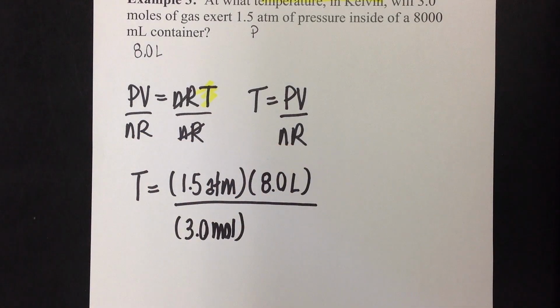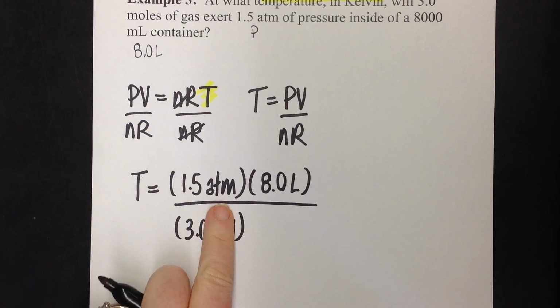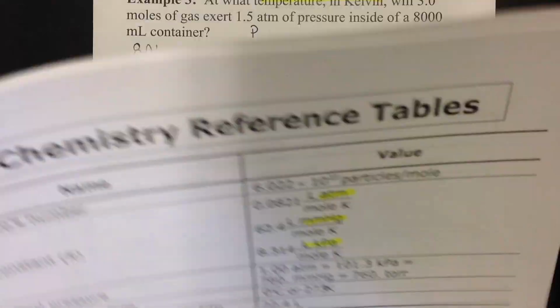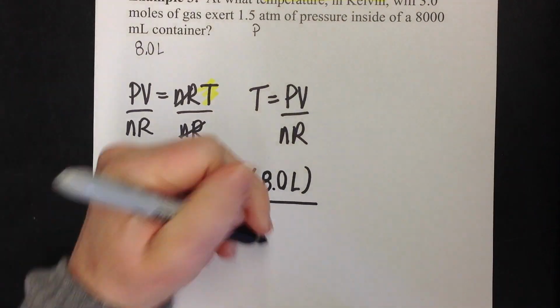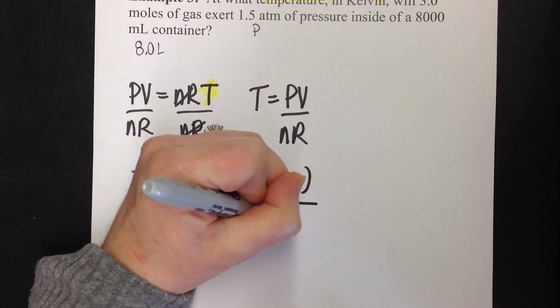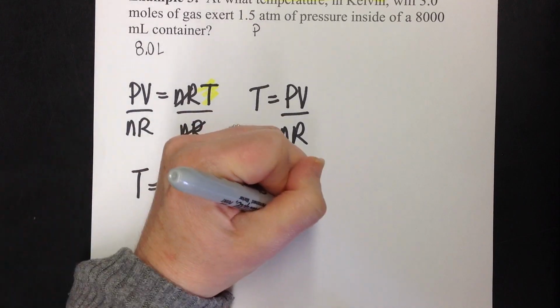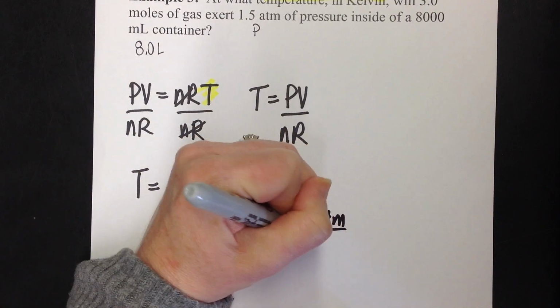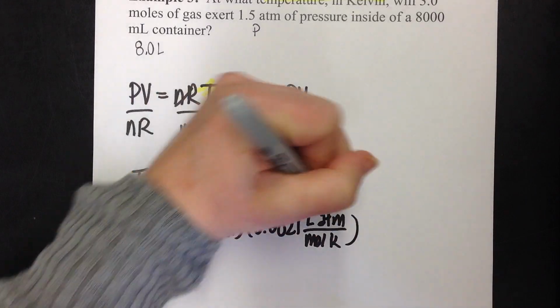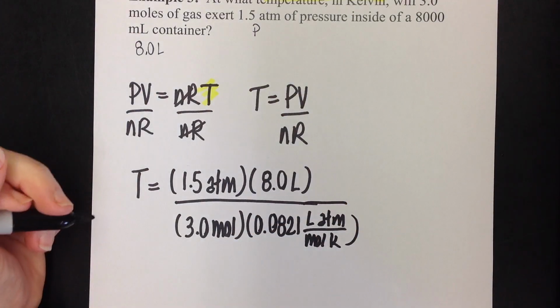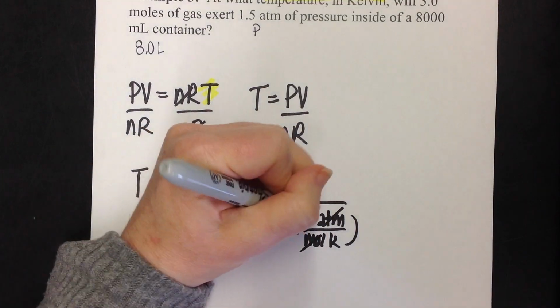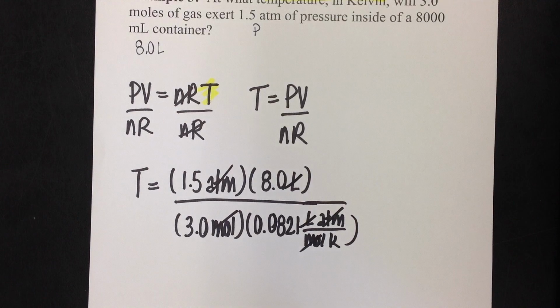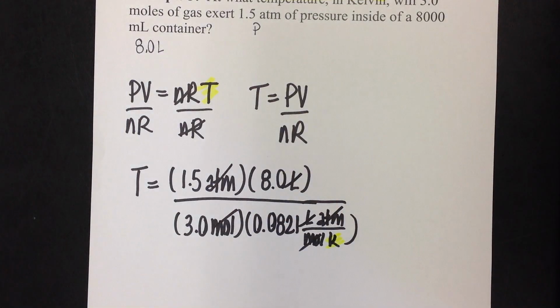And the R value is going to have to be based on atmospheres because that's the unit of pressure that I'm using in the problem. So once again, I'm going to use 0.0821 liters atmospheres per mole Kelvin. Let's make sure everything cancels. Atmospheres cancel, moles cancel, liters cancel. That leaves me with Kelvin. Once again, that is great news because I am indeed solving for temperature in this problem.